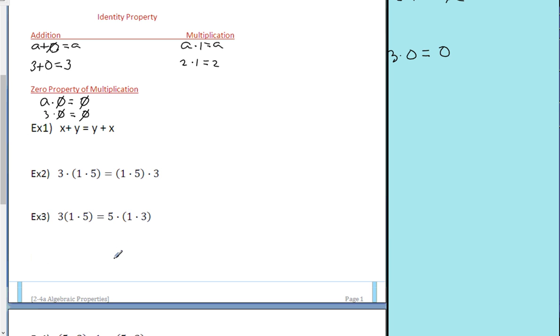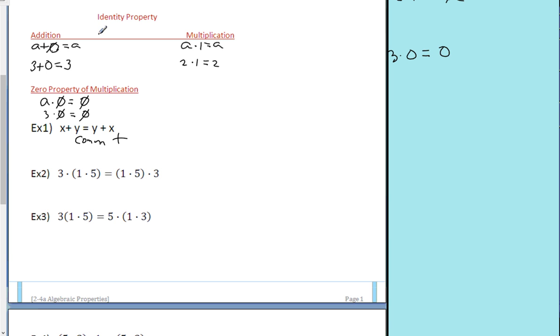But let's look at the first one. Example 1. X plus y is equal to y plus x. A plus b is equal to b plus a. That should be easy. That's the commutative property. So I'm just going to write comm of addition because I don't want to write it all out. Commutative property of addition. Let's look at the next one. 3 times (1 times 5) is equal to (1 times 5) times 3. You see parentheses, so at first you're going to say associative, and you get it wrong. Just because there's parentheses doesn't make it associative. What's important here is, did the stuff in the parentheses change?